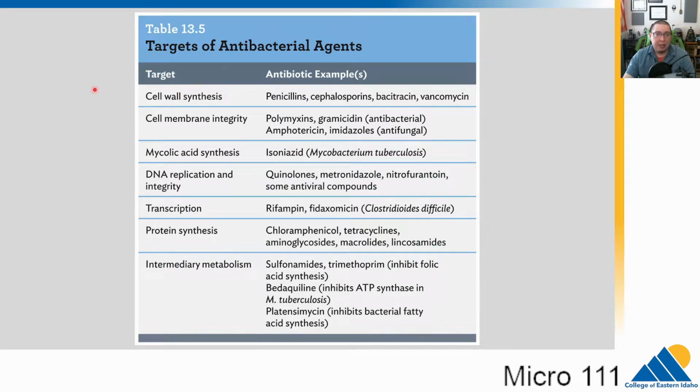So here's a table of several targets of antibacterial agents. We can see things like cell wall synthesis, so making of the cell wall. That's something unique to bacteria, right? We don't have peptidoglycan. Cell membrane integrity. Polymyxins are in there. Those are in Neosporin. Mycolic acid synthesis, that's for Mycobacterium. Remember, Mycobacterium tuberculosis causes tuberculosis. DNA replication, transcription, protein synthesis, and different types of specific metabolism.